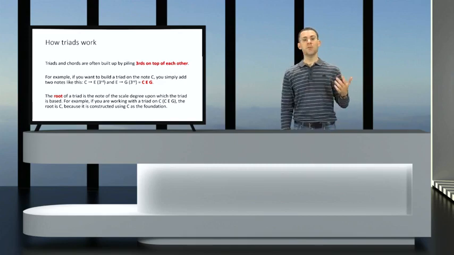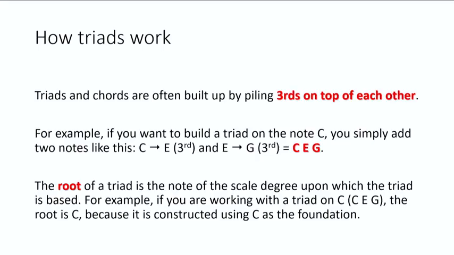Okay. The root of a triad is the note of the scale degree upon which the triad is based. So we've been working with C as the root. And if we're working in C major, C is the tonic note. So the tonic triad is C, E, G.